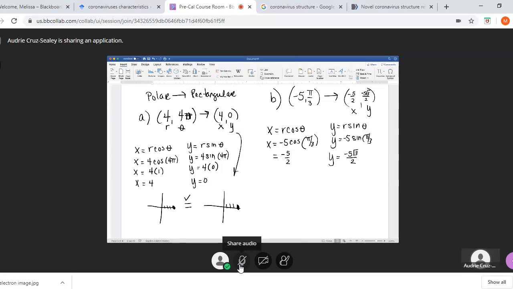Okay, so -5 over 2, right? Okay, so let's see if this makes sense. What if rectangular were the answer? What quadrant would this be in? If you were to plot this point, what quadrant would it be in? -5 halves, -5 square root of 3 over 2. You're here. Wouldn't you be in quadrant 3? Do we agree with that?